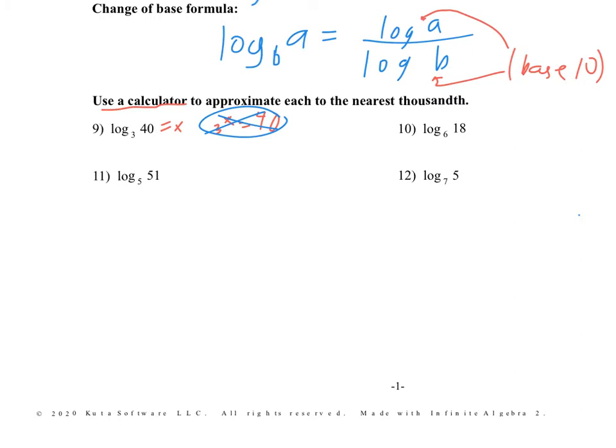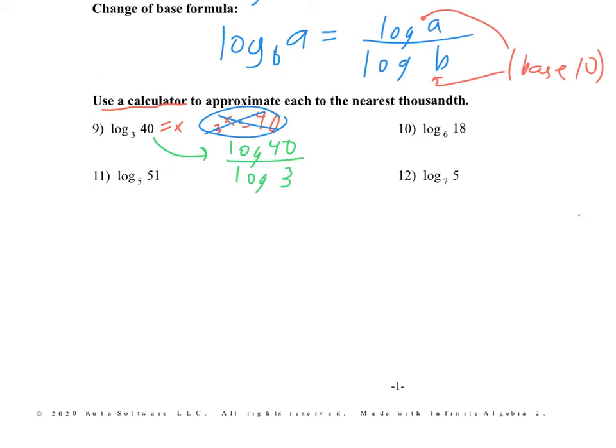And I always remember the order here because the A is above the B. You can see the A is still above the B here, but they're in their own logs now. We've changed the base from a base B, whatever it was, into a base 10, because, like I said, the calculator has a base 10. So for number 9, instead of doing what we were trying to do there, we're just going to do log 40 divided by log 3.